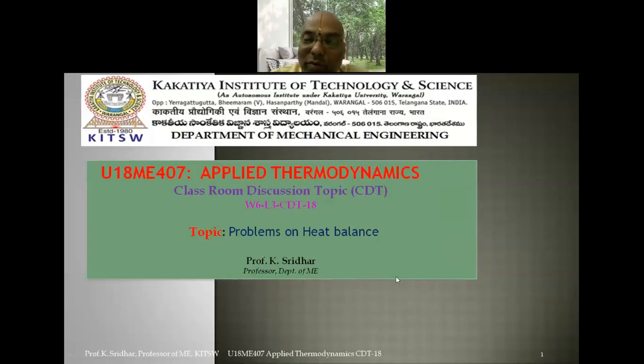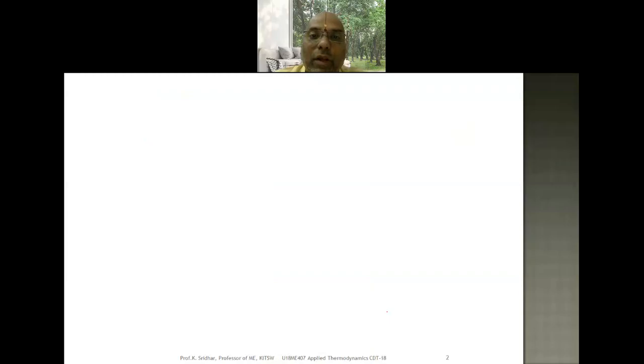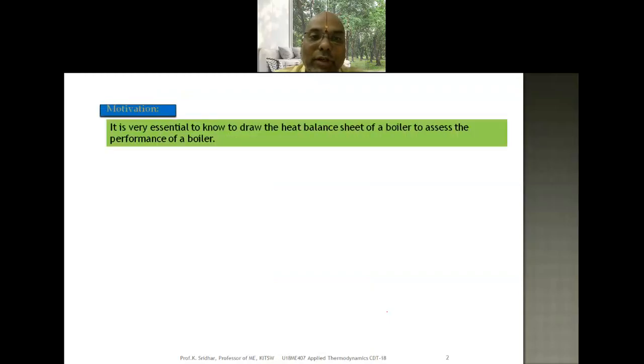So today's classroom discussion topic is problems on the heat balance sheet of a boiler. In the last class, we also solved some problems on the heat balance sheet of a boiler. In continuation to the previous class, we are continuing the same topic, that is the heat balance sheet of a boiler. The motivation is the same: it is very essential to know how to draw the heat balance sheet of a boiler to assess the performance of a boiler.